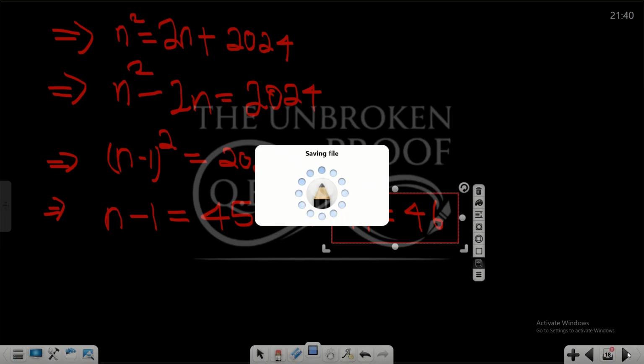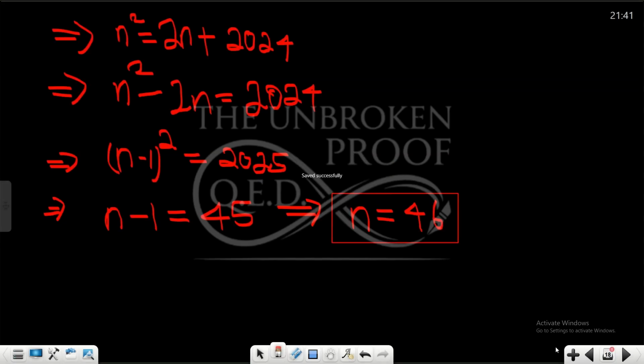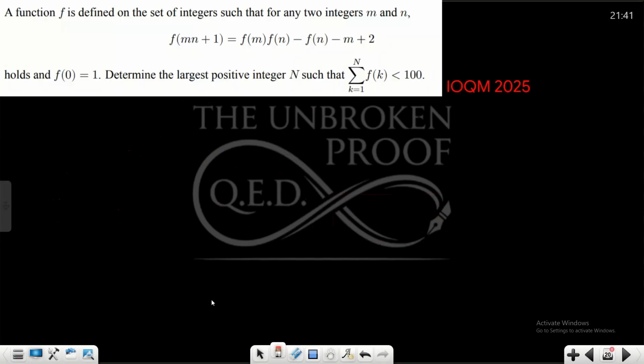So let us move on to the next question. So here is the next question. A function f is defined on the set of integers such that for any two integers m and n, f of mn plus 1 equals f of n minus f of n minus m plus 2, and f of 0 is equal to 1. Determine the largest positive integer N such that summation of f of k from 1 to N is less than 100.